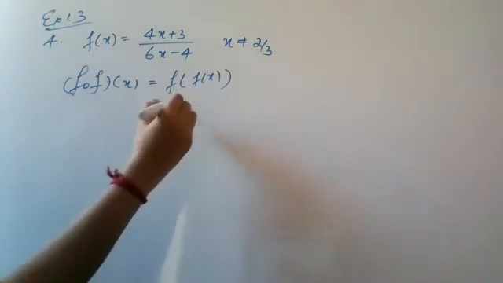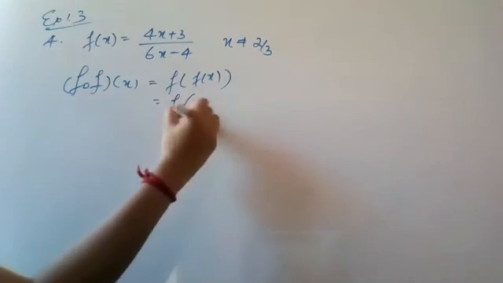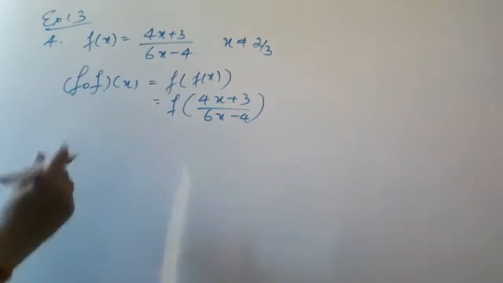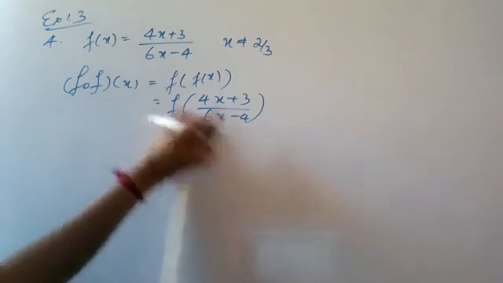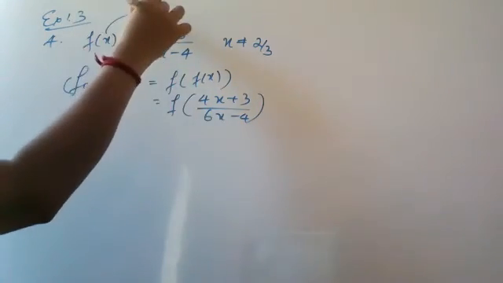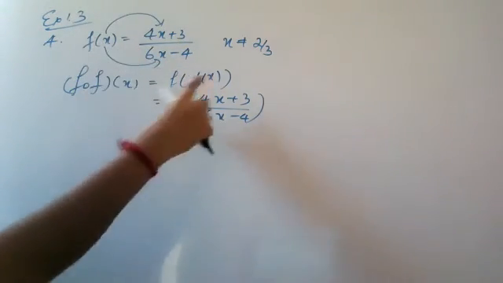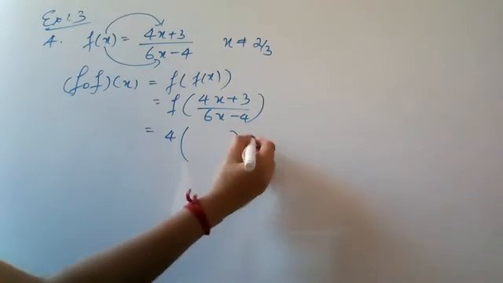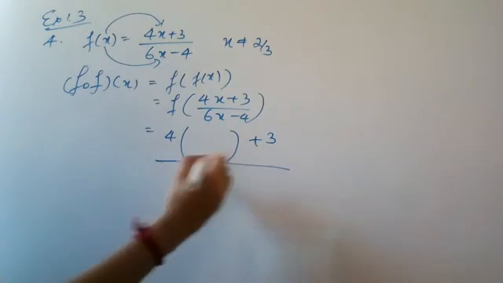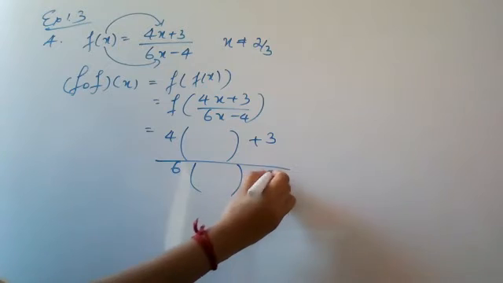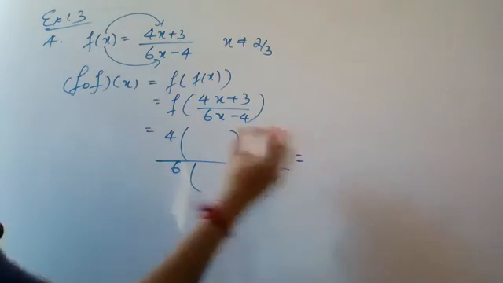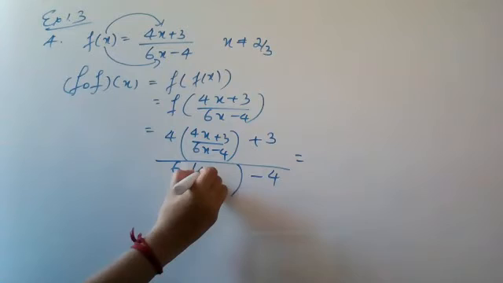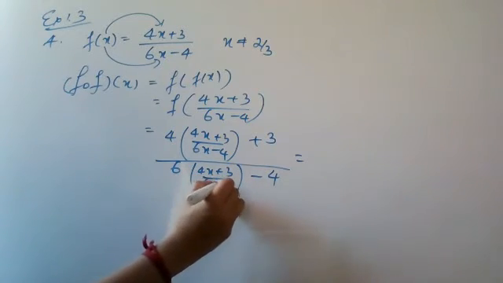Now again, what is f of x that we will replace here? So we will get here 4x plus 3 divided by 6x minus 4. Now wherever there is x, you will replace it with this term totally. So you'll get 4 into this total term plus 3 divided by 6 into the term minus 4. Here the term is 4x plus 3 by 6x minus 4.